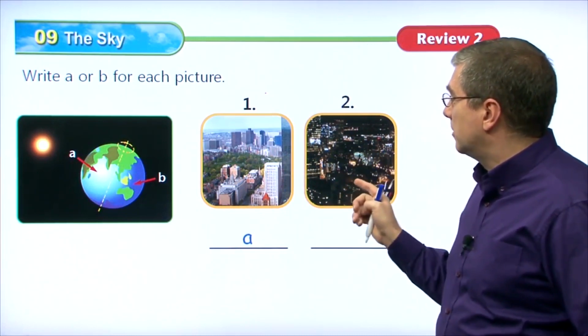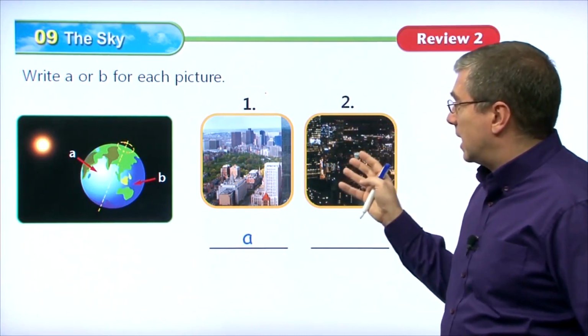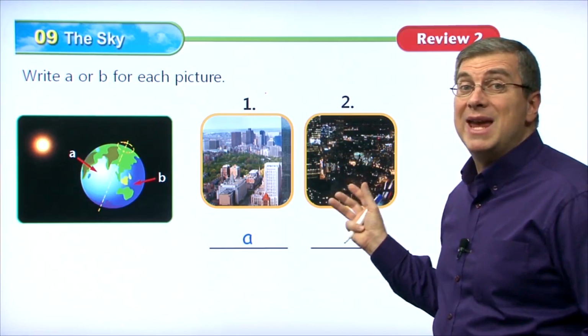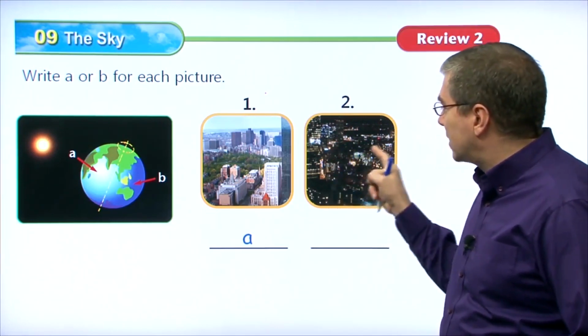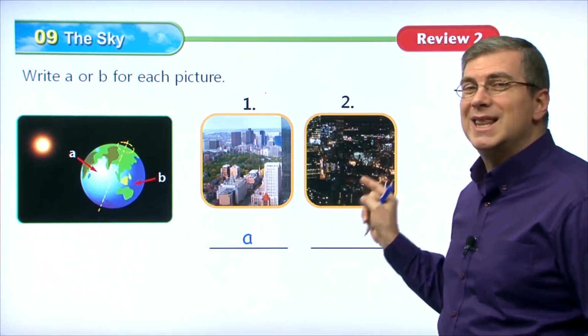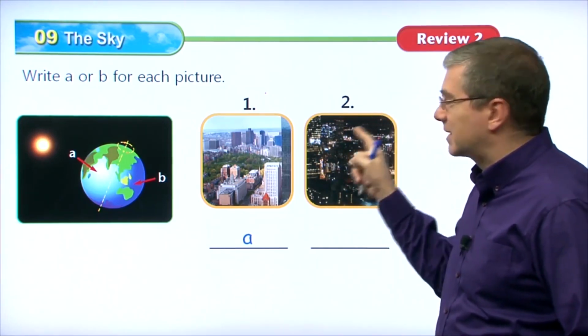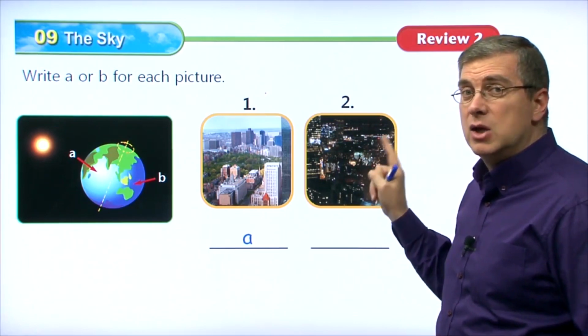Over here in this picture, there is no light in the sky. The only light is man-made light, light generated from electricity. We can see there are many lights on in the city, but those are electric lights. There's no light in the sky. The sky is black, no light.